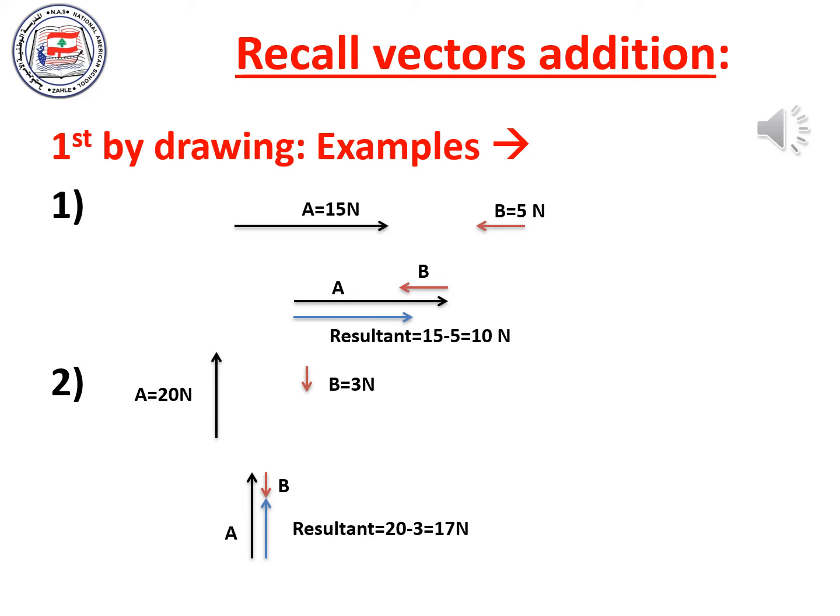Whenever we superpose them, so we put them above each other, the resultant vector is the vector drawn from the tail of the first to the head of the last. So it is 17 newtons upwards. It is in the direction of the bigger vector, which is upwards and not downwards. If the bigger vector was downwards, then the resultant force or the resultant vector will be downwards. So we just subtract them from each other.